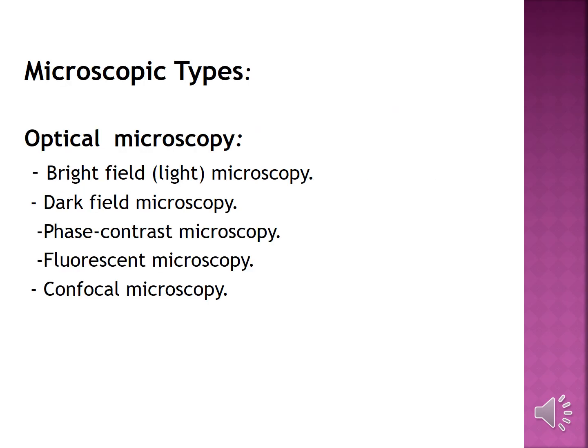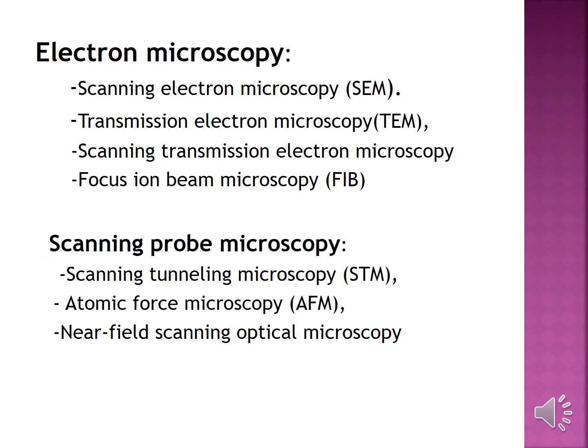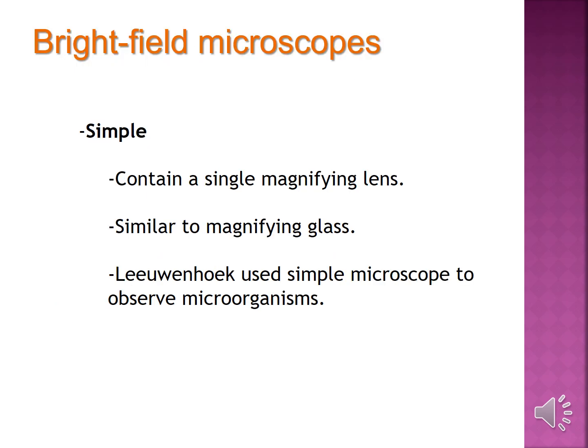Microscope types. The optical microscopes are the bright field, dark field, phase contrast, fluorescent and confocal microscope. Electron microscopy has several types: scanning electron microscopy, transmission electron microscopy, scanning transmission electron microscopy, and focused ion beam microscopy. Scanning probe microscopy can be divided into scanning tunneling microscopy, atomic force microscopy, and near-field scanning optical microscopy.